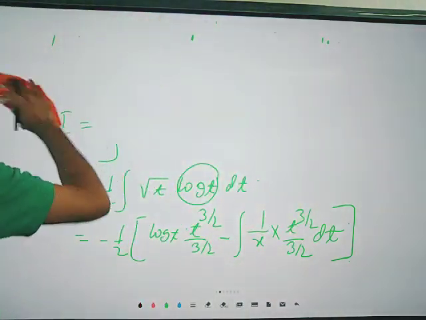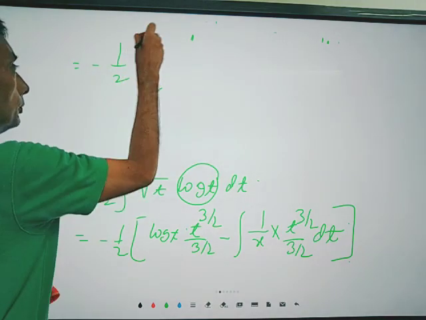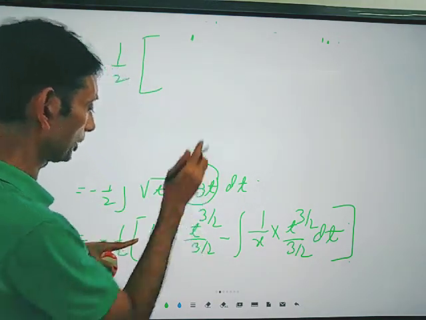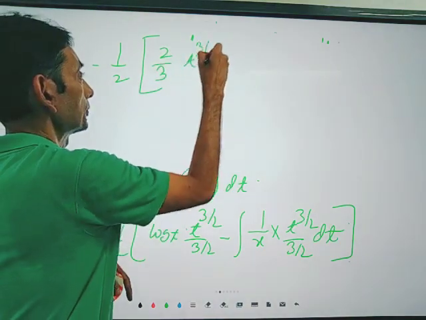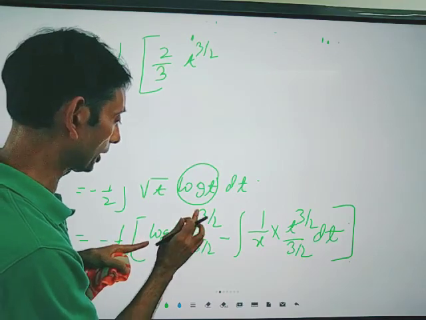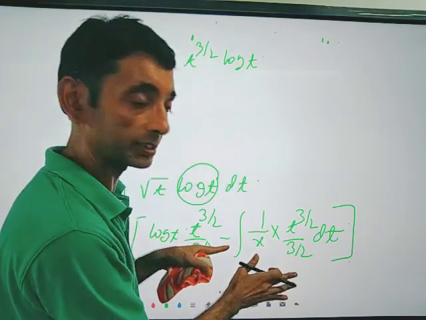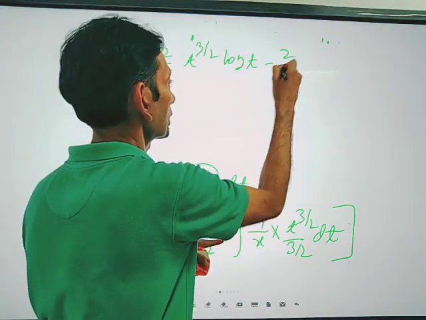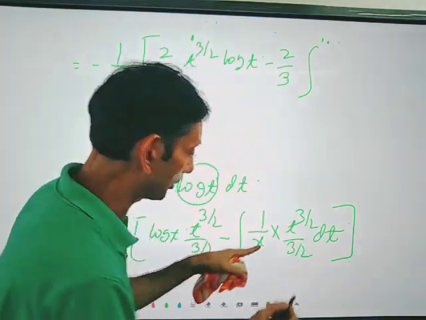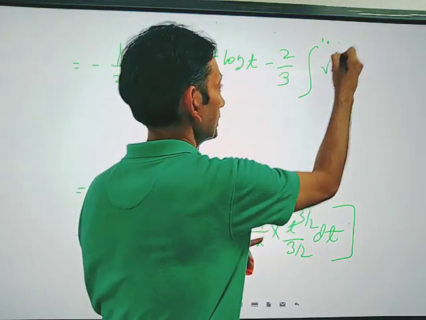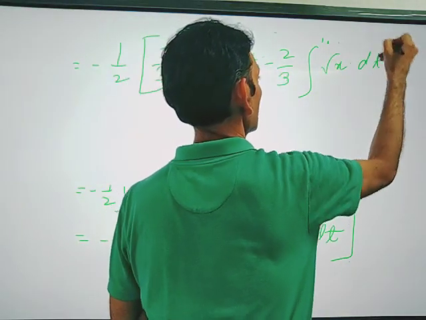Next is minus 1 by 2, and we simplify this. We can write this as 2 by 3 t to the power 3 by 2. If we arrange it in proper order, it's t to the power 3 by 2 log t, and this also we arrange, minus 2 by 3. Then we cancel t to the power 3 by 2 by t, so it will be root t. If we cancel this, and this is dt.